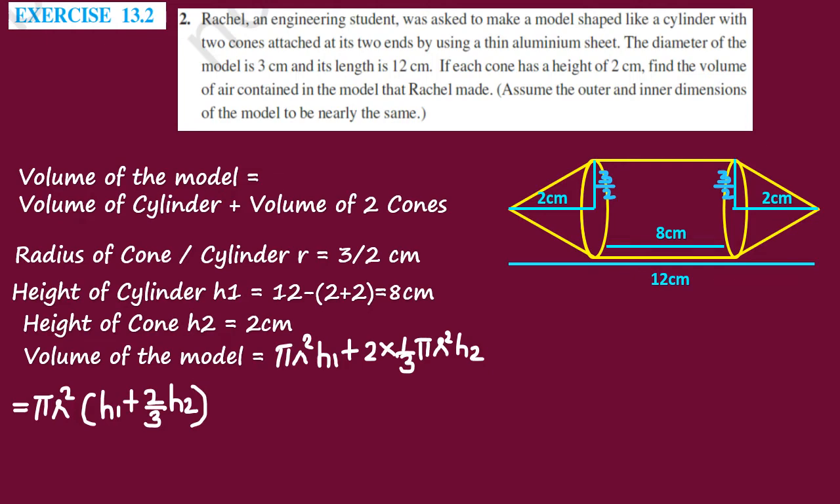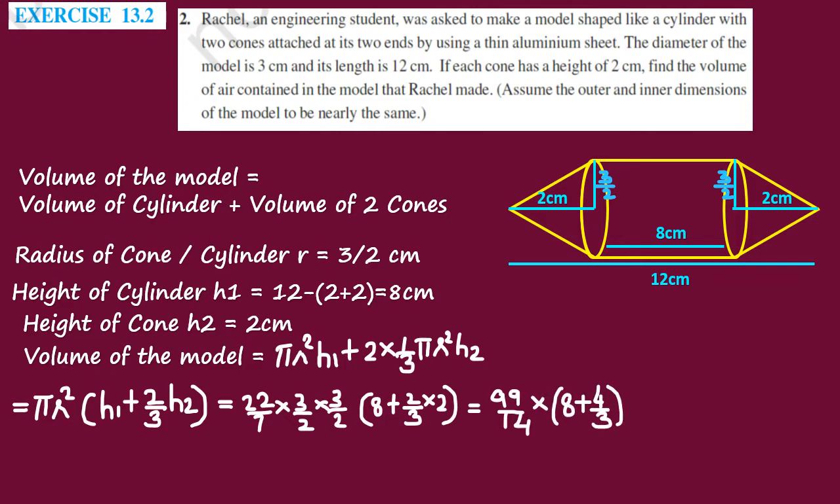So pi r square is common. So we take out pi r square into H1 plus 2 by 3 H2. So put the values and simplify. 22 by 7 will get cut, so it will become 11. Then 11 into 3 into 3, 99 by 14, into 8 plus 4 by 3 will come. Further on simplification, what we will get? It is equal to 33 into 2, that is 66 centimeter cube. That is the volume of the model.